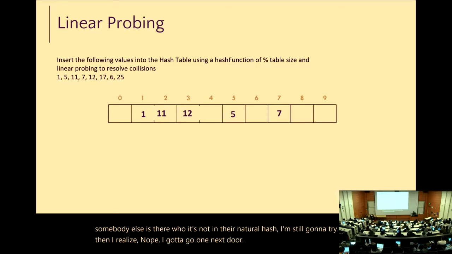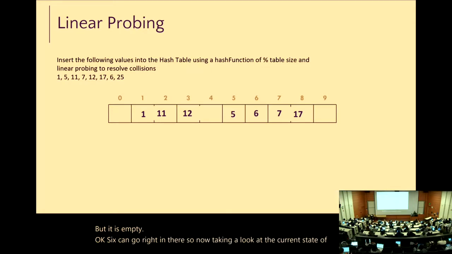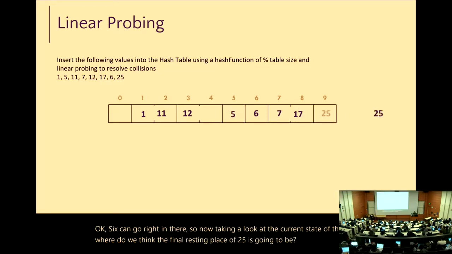What about 17? Where do we think it's going to end up? Eight. I agree. Its natural hash is seven, but eight is empty. Okay. Six can go right in there. So now, taking a look at the current state of this, where do we think the final resting place of 25 is going to be? Yep. Absolutely. Can't go there.